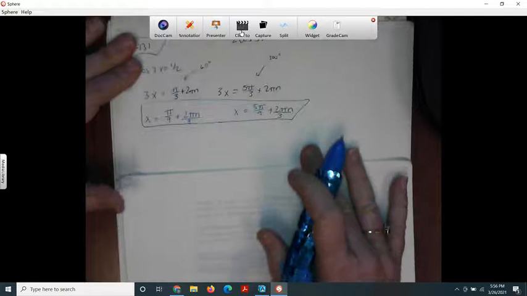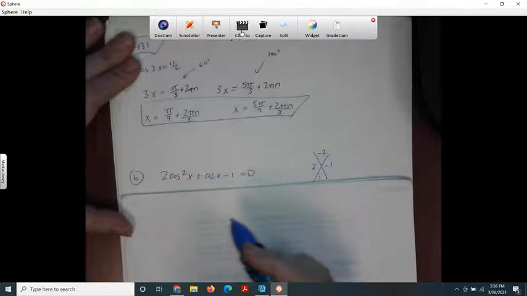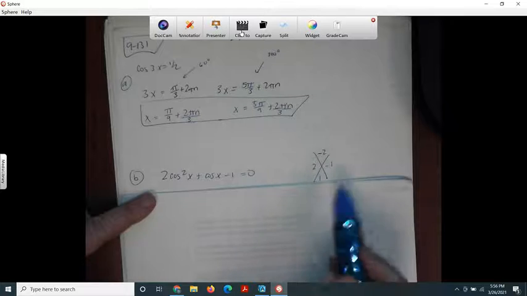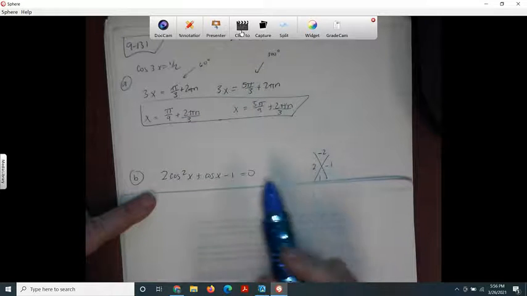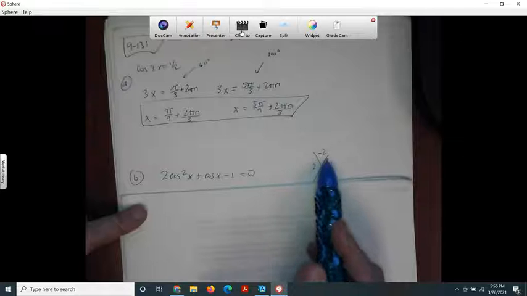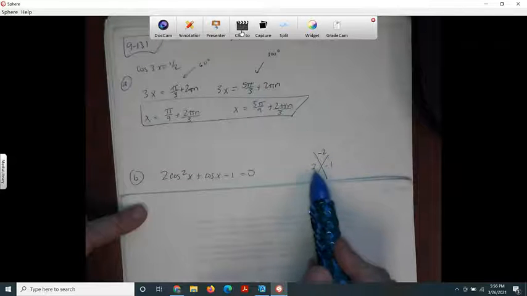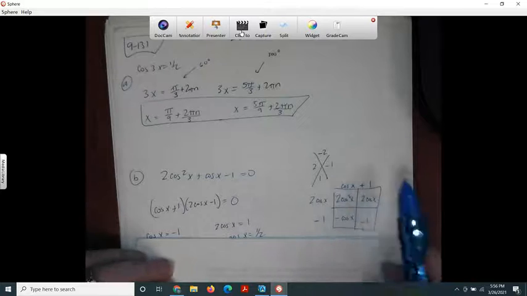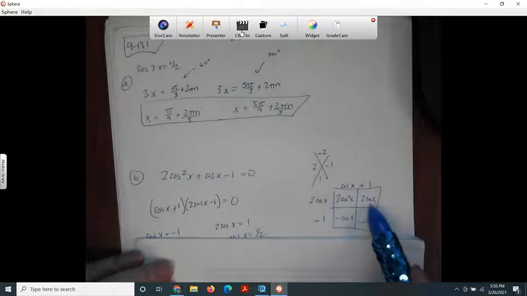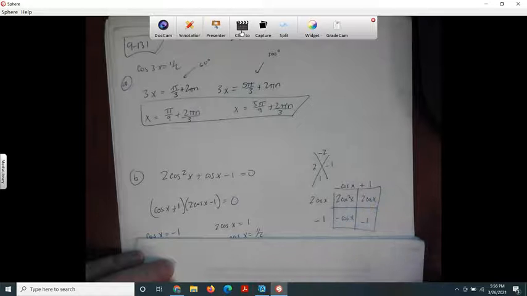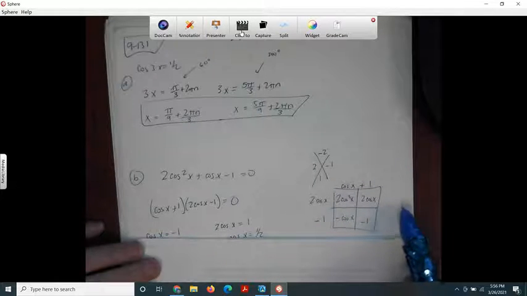And then for letter B, they have this. And this can be solved using factoring. So I'm looking for something that multiplies to make -2 and adds to make 1. So 2 times -1 works, and I put it in my area model. Hopefully you remember how to factor. I'm just doing it with cosines. You could use a U substitution if it bothers you to put the cosines in there.